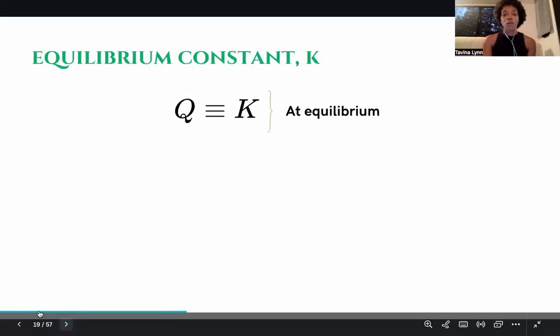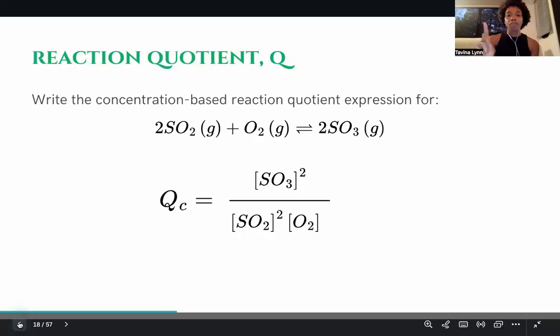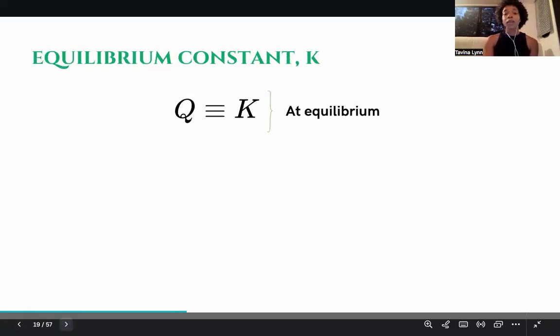All right, so before I go to equilibrium constant K, I just want to stress this again. In this example, we wrote it based on concentration, but we can also write this based on partial pressures as well. All right, so our equilibrium constant K, as the name hints, is a constant at equilibrium. It turns out that it's equal to our reaction quotient at equilibrium.